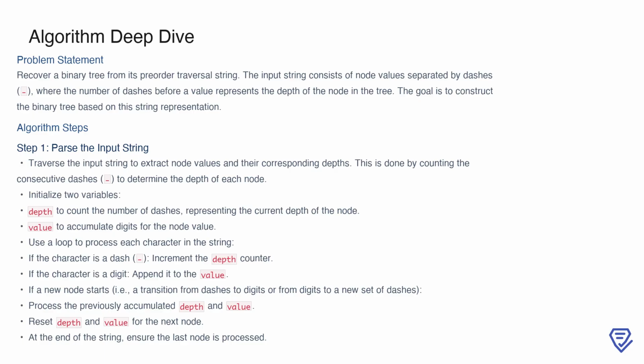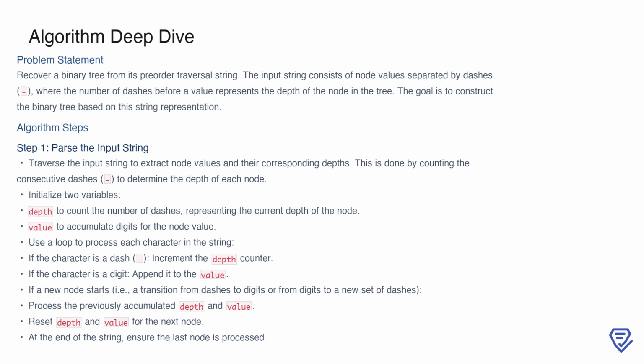Using a loop, we process each character. Dashes increment the depth counter, while digits are added to the value. Whenever we detect a transition, like moving from dashes to digits or to a new set of dashes, we process the current depth and value as a complete node, resetting these variables for the next node.